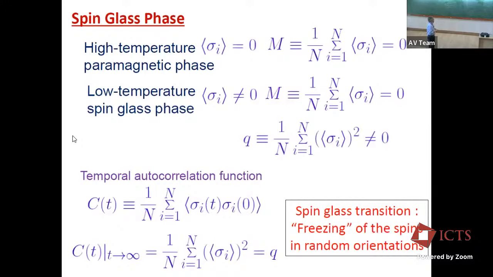And so the difference between the high temperature and the low temperature phase is that the spins are getting frozen. At high temperature, the spins are dynamic, so they average to zero over time. Whereas in the low temperature phase, the spins are frozen, but they're frozen in different directions. Different spins are frozen in different directions. So the net magnetization is still zero, but this order parameter will be non-zero.